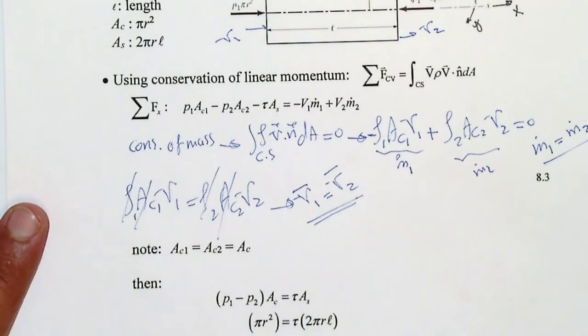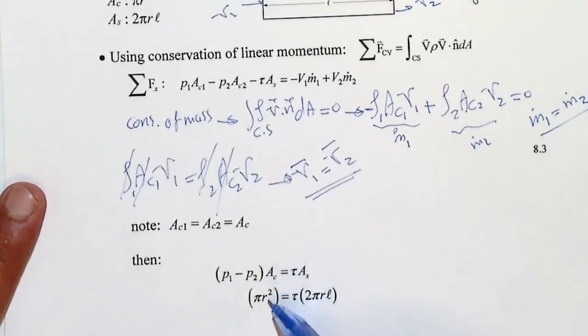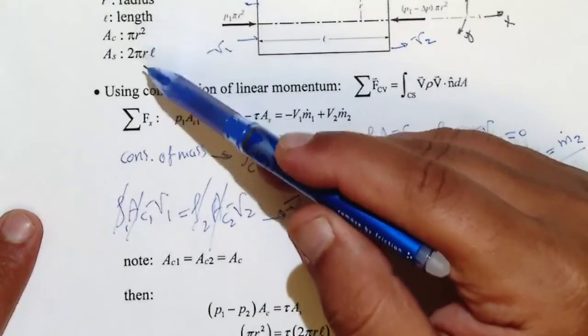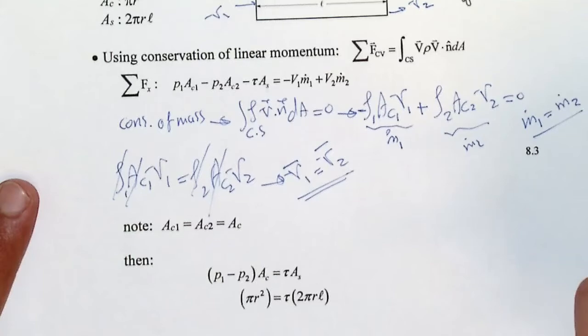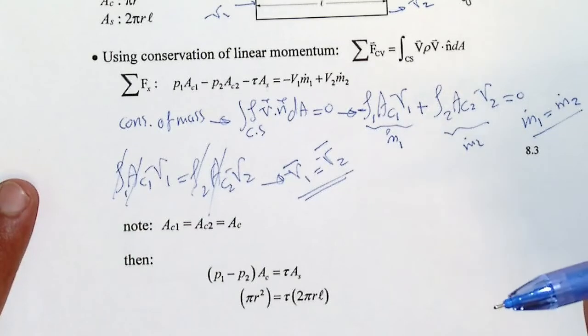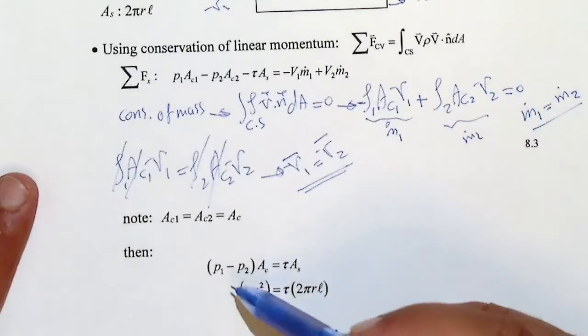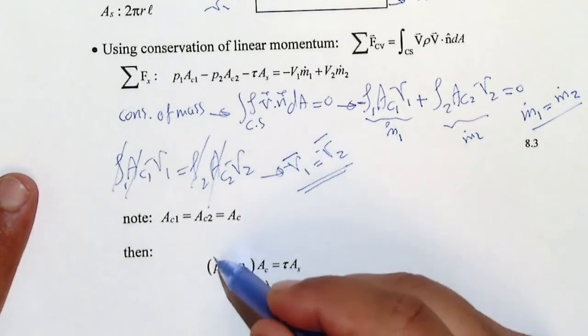We can replace AC with pi r squared, and AS with 2 pi r L that we wrote here. What was that? Okay, so what we can do here is find what is the delta P. So first, this is going to be your delta P, right?